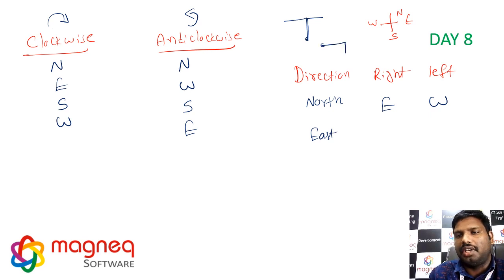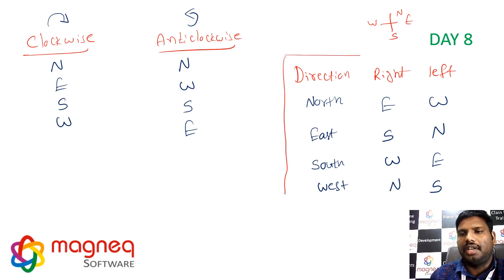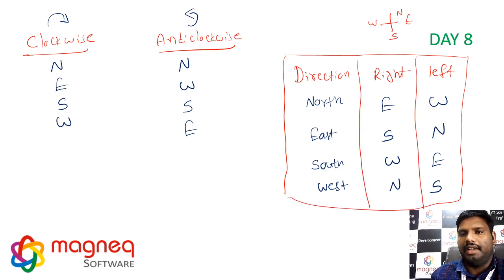Next, east direction. Person is moving to east direction, turn right south, turn left north. Next south direction. Person is moving to south direction, turn right west, turn left east. And next west. Person is moving to west direction, turn right north, turn left south. So these are important: direction, turn right and turn left, clockwise and anti-clockwise.